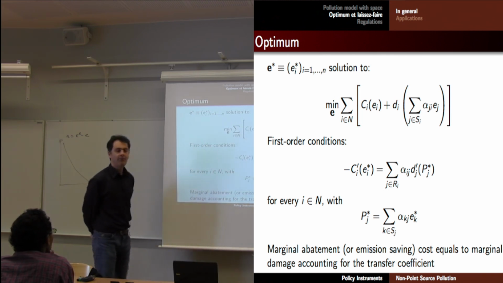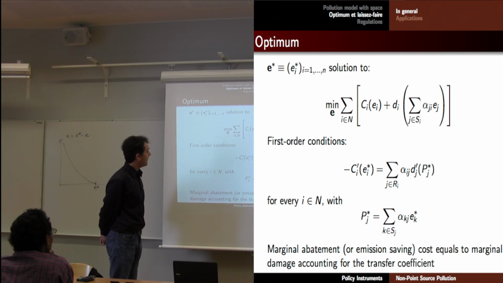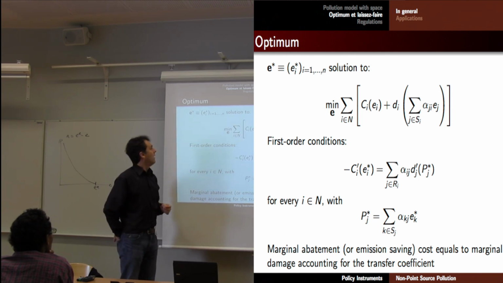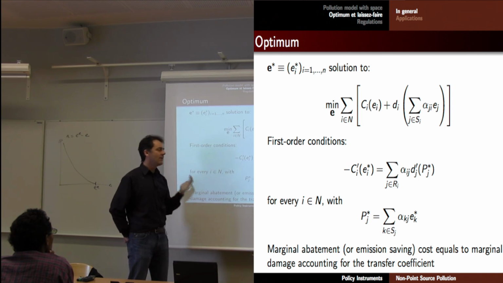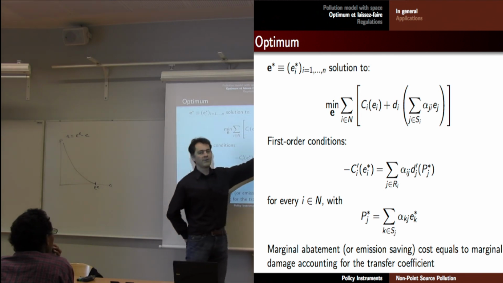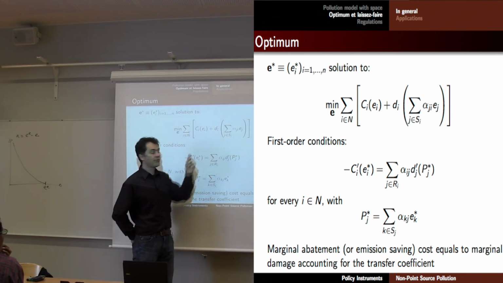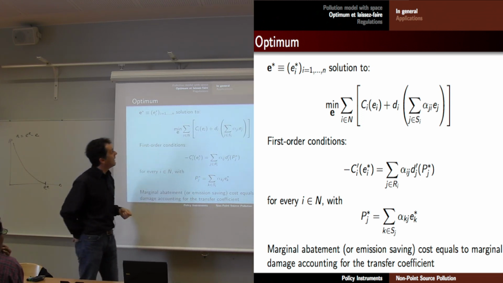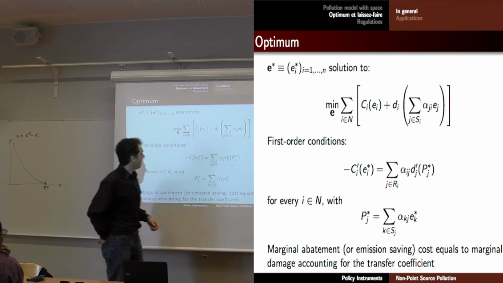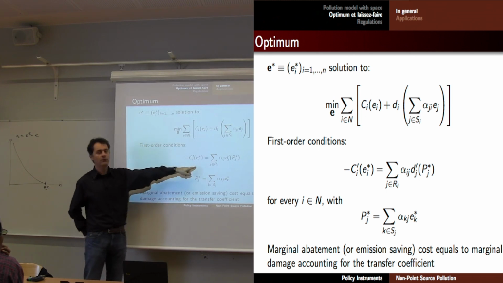Now, what about the first best? What should be the first best level of emissions? Here, first best is defined by a vector of emissions for each agent, which maximizes total welfare, or sorry, minimizes total social cost due to emissions. So you sum up cost plus damages for each country, with the transfer coefficient in the pollution concentration. And then if you take the first order condition, this is what you get.